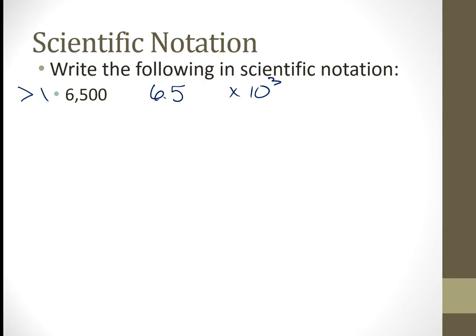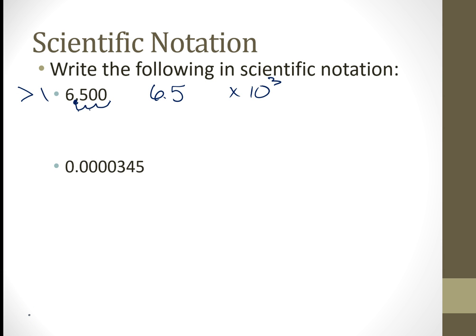Now let me show you another way to figure it out. Take the decimal that is in the problem, and you know where it is. It's right there. It's not drawn, but you know that. And you want to move that decimal between the first two numbers as you read it. Right there. 6.5. And then you count how many times you moved it. 1, 2, 3. That becomes your power. And since it's greater than 1, it's positive 3.